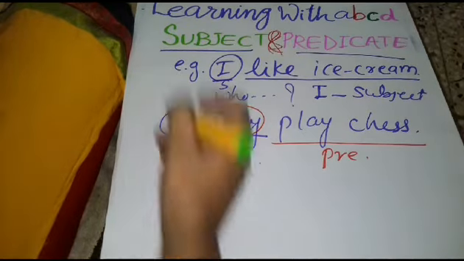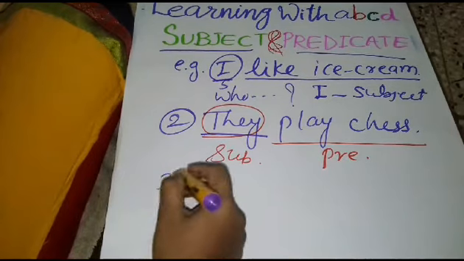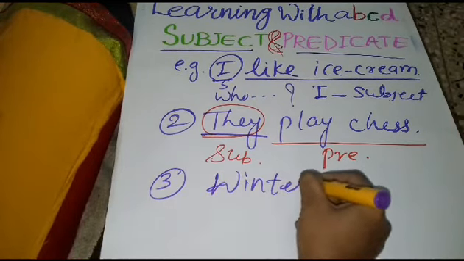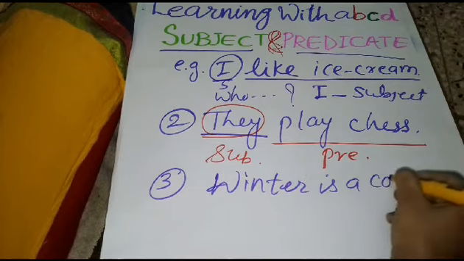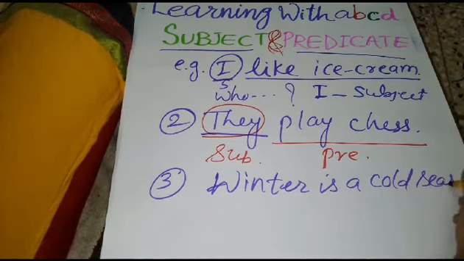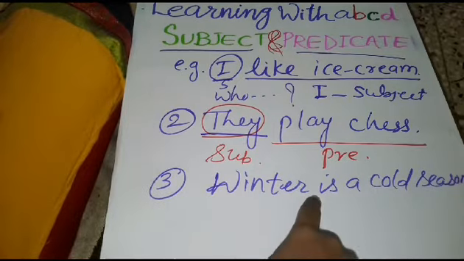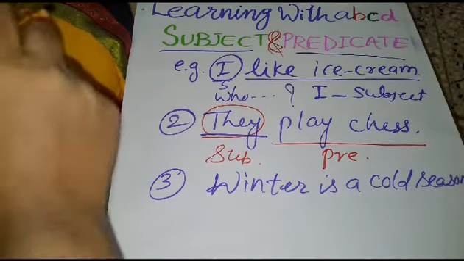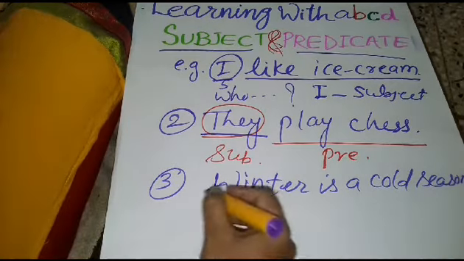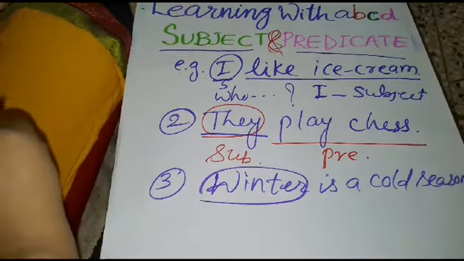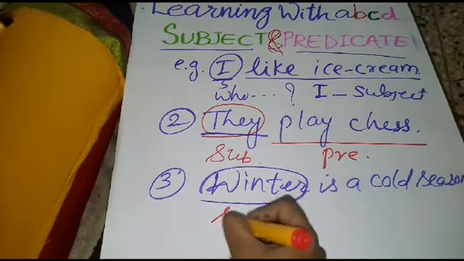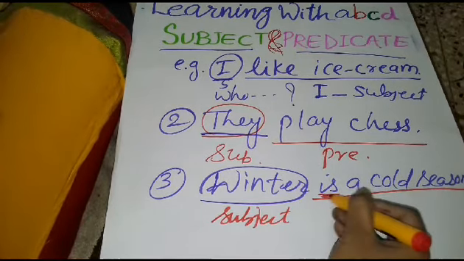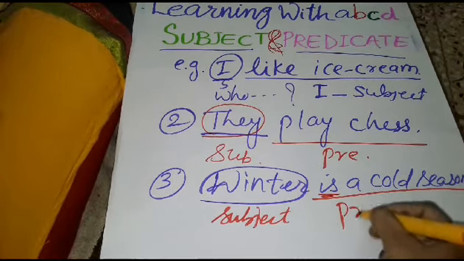Take another example. Winter is a cold season. Now here ask what, we will get the answer winter, right? So winter is a subject here and the remaining from this verb is a predicate.